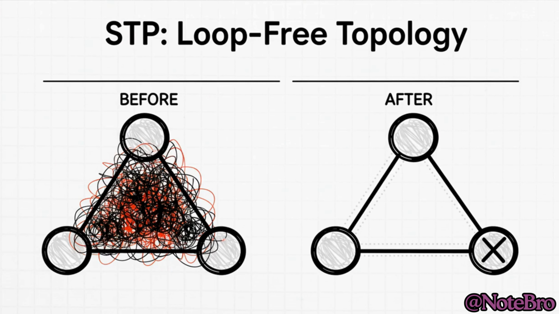I want you to meet the Spanning Tree Protocol, or STP. It's a protocol that runs inside pretty much every network switch in every office building, data center, and campus on the planet. And its entire job is to use the principles of minimum spanning trees to build a safe, loop-free map for your local network.